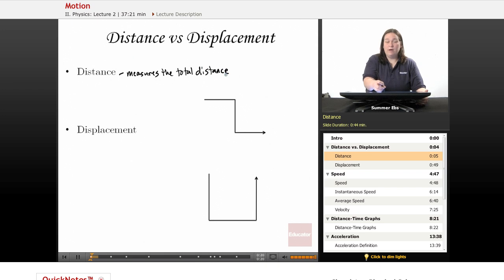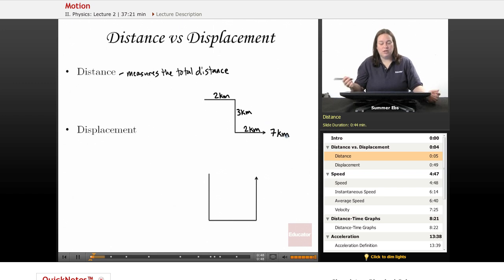So if someone went out for a walk, and let's take a longer walk. Let's say this will be 2 kilometers, and this is 3 kilometers. This is actually a very long walk. And we have 2 more kilometers. Okay? So to find the total distance, all you need to add is 2 plus 3 plus 2. So this person walked 7 kilometers. That's the total distance of the trip.